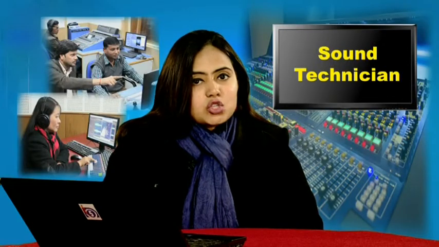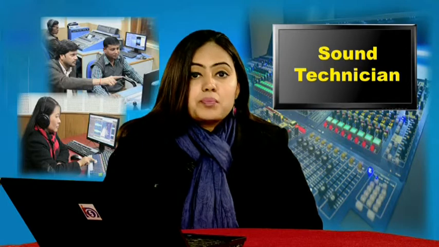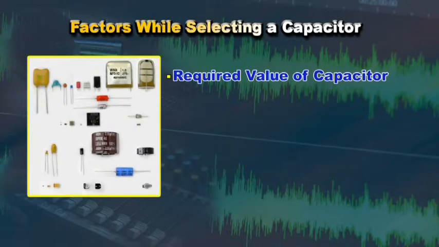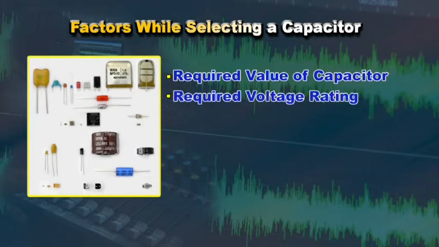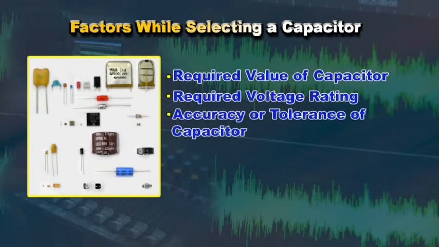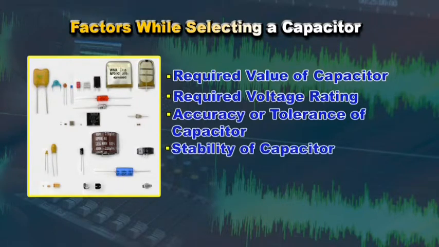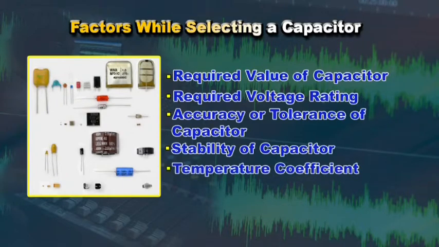There are many factors which should be considered while selecting a capacitor for a particular application. Required value of capacitor. The next thing is required voltage rating. Accuracy or tolerance of capacitor is another factor to be considered. Stability of capacitor is expressed in long-term or short-term percentage variation of capacitive value under specified physical and electrical operating conditions. Temperature coefficient is expressed as variation in ppm per unit temperature change. Leakage current is the current flowing in the dielectric at rated DC voltage at a given temperature.